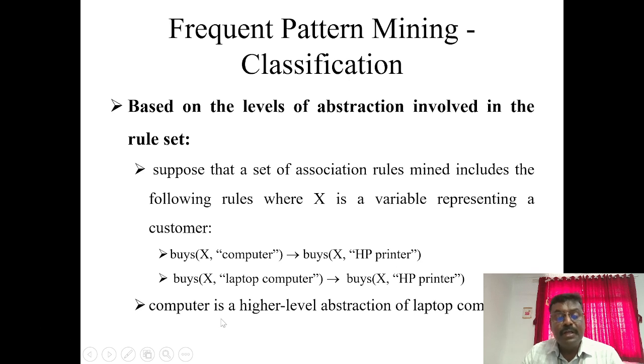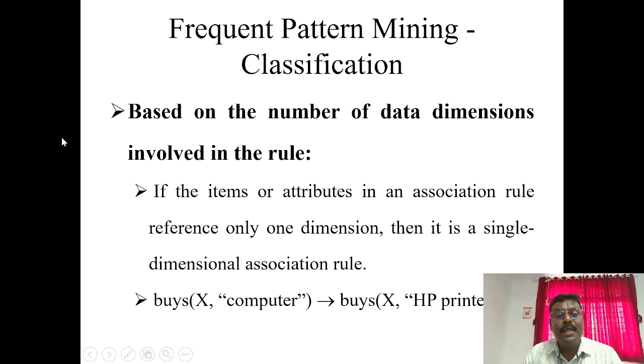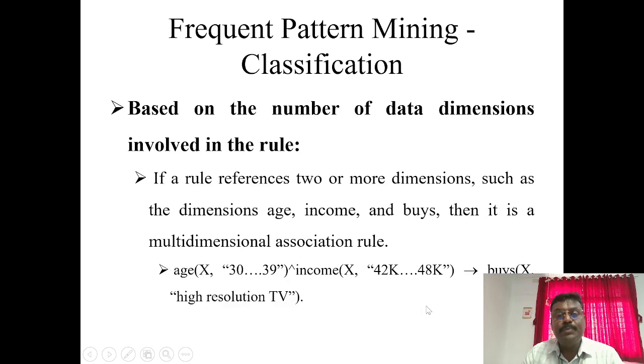It's called a higher level abstraction of the laptop computer or computers. Based on the number of data dimensions involved in the rule, if the items or attributes in an association rule reference only one dimension, then it's a single dimension association rule. Here you have buys(X, "computer") implies buys(X, "HP printer"), where X is a person who purchased the computer and also purchased the HP printer.